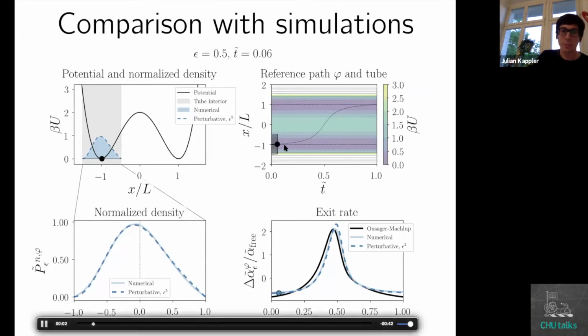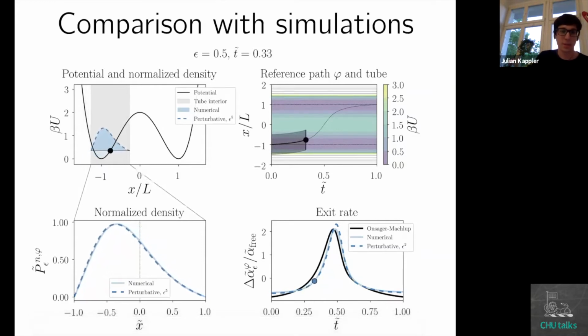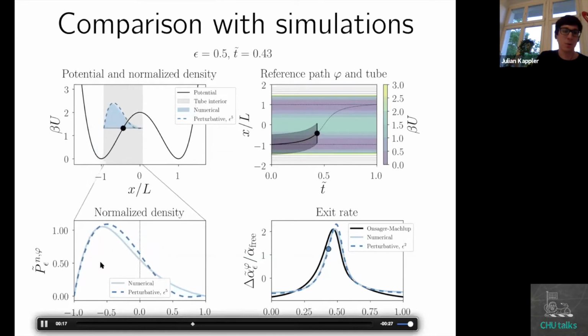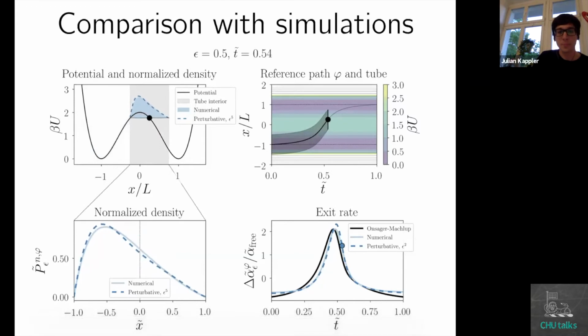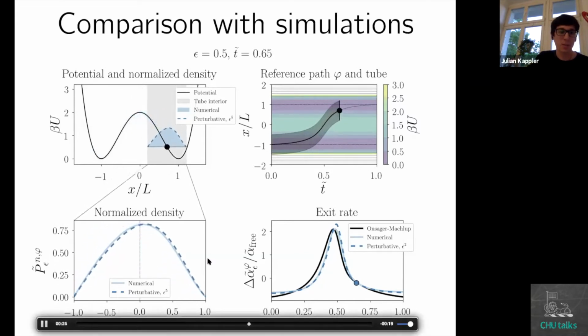So now you see the path traced out, and here's the tube. And here you see the probability density of all the stochastic trajectories that have never left the tube until now. So those that remain. And the exit rate tells us which of these are leaving the tube now for the first time. And you see, I think the agreement between the numerical simulations and the analytic results is quite okay.